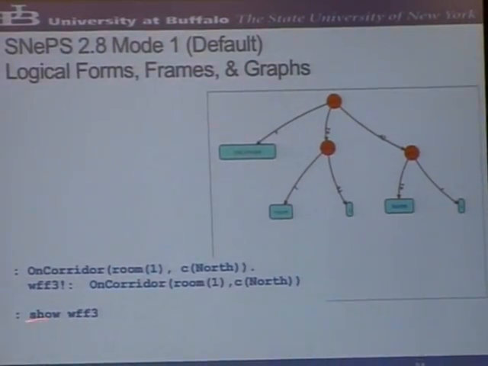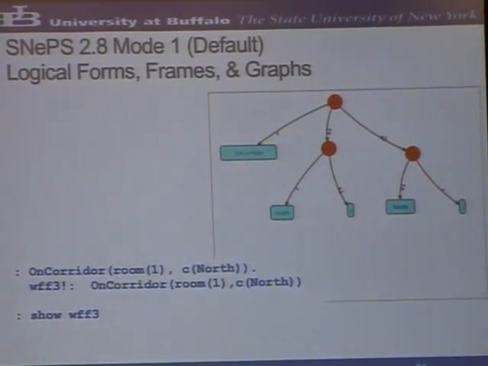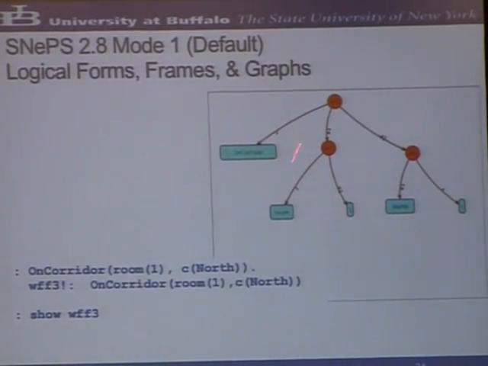So I typed that in, and then I said, show WFF 3, and it drew this graph. Now, sorry about that, I can't make the fonts much bigger. But this node corresponds to the whole term, room 1 is on corridor C north. There's the term on corridor. And this arc is labeled R. So this is a graphical picture of an assertional frame. The slots of a frame are the labels of the arcs. And the fillers of the slots are the nodes the arcs go to.